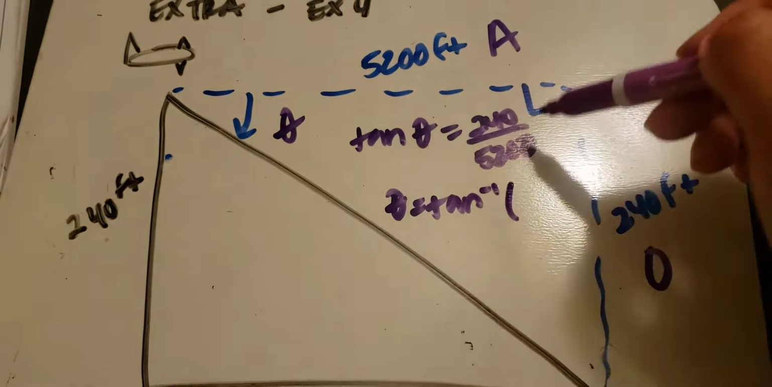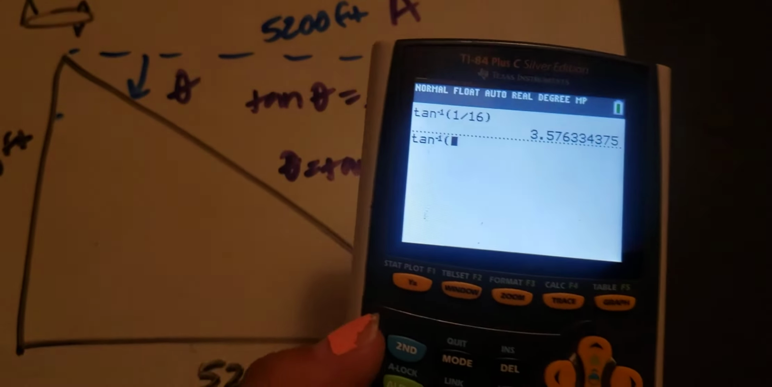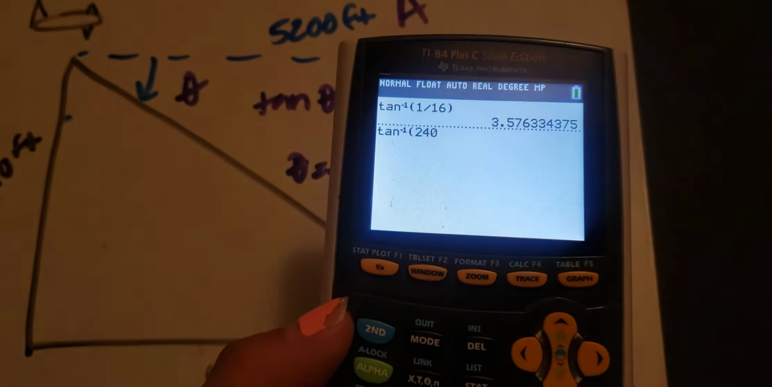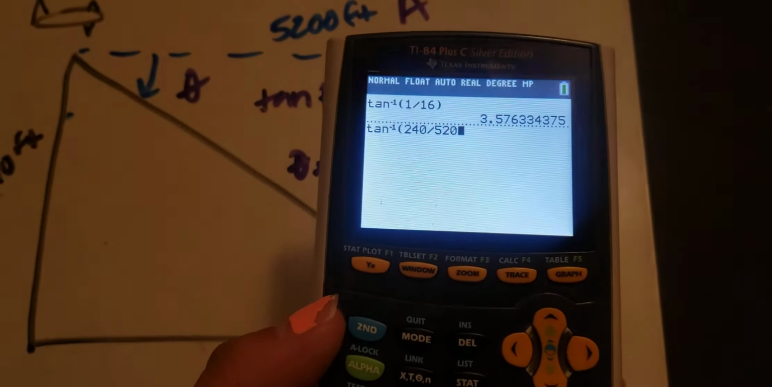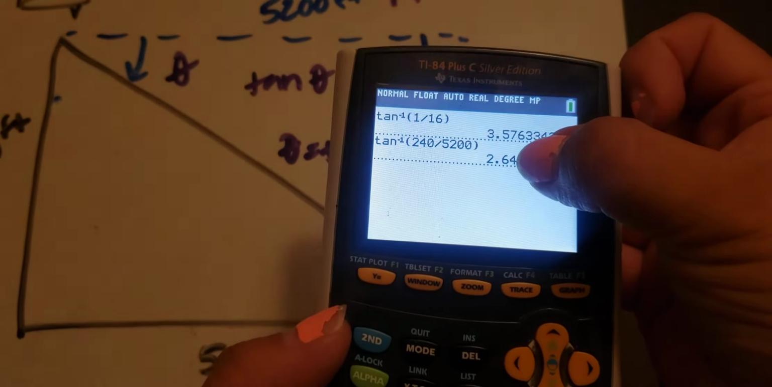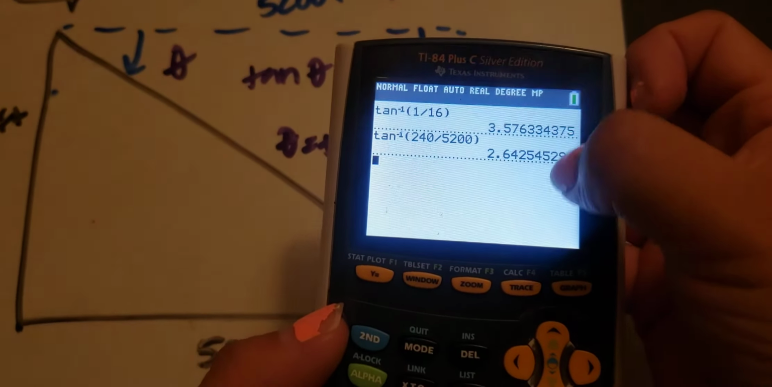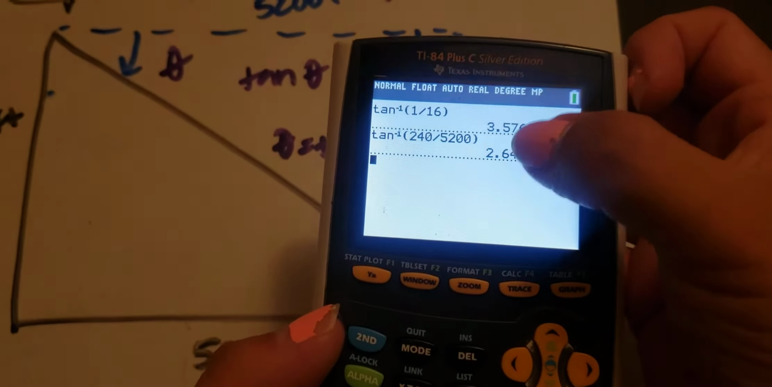And now you're just going to let your calculator do the work. Sorry, there's a bit of a glare. I have my light on. Okay, so here we go. Second and tangent, and then it's 240 divided by 5,200. This would be approximately 2.64. But again, I want a whole number just because it's an angle. So I'm just going to say 3 degrees. So theta is approximately 3 degrees.